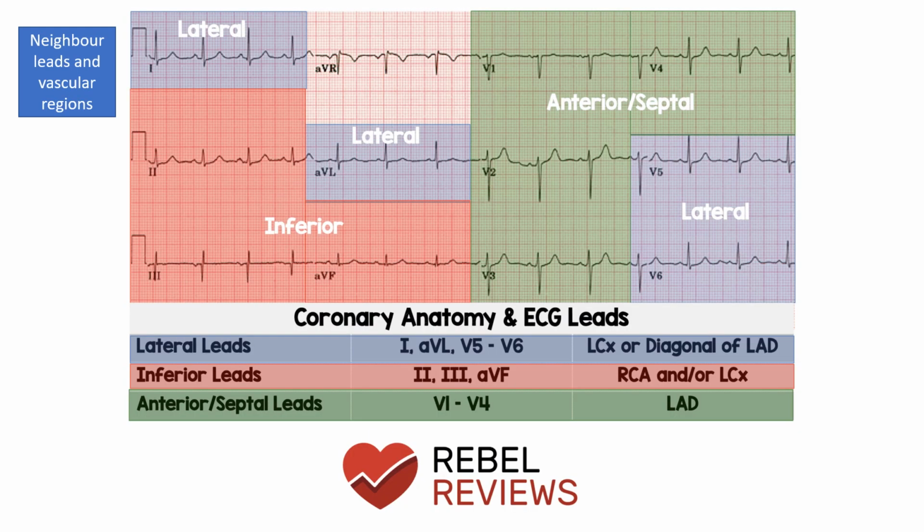All right. Then we have the concept of neighboring leads, and again, this is not the same as neuroanatomy. It's not a 1-to-1 ratio, but it's somewhat in correlation. So you have your inferior leads, you have your lateral leads, and you have the anterior septal leads. Your anterior septal leads, that's the LAD. Your lateral leads, that's the circumflex, maybe part of the LAD, and then the inferior is the RCA and/or the circumflex.